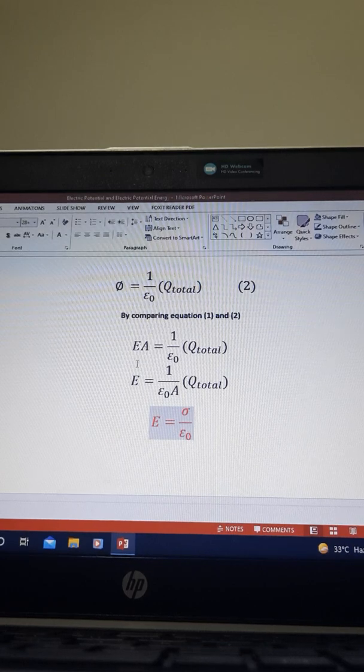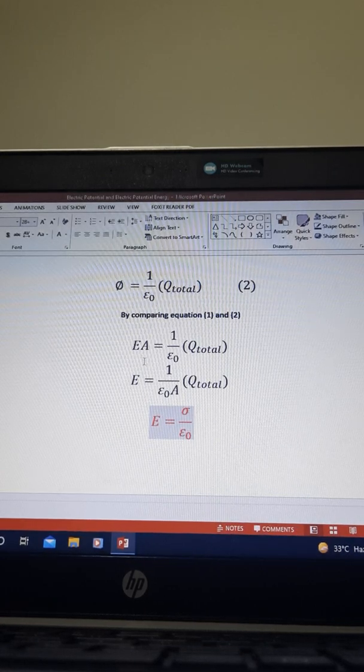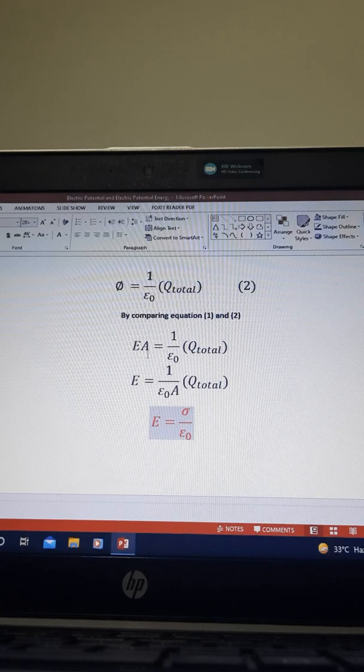As we are going to calculate the value for electric field, we will be dividing both sides by A. So here I will be having E is equal to 1 over epsilon naught A multiplied by total charges. Now look, the total charge divided by A is actually providing you with the charge density sigma. We have defined it in very detail.